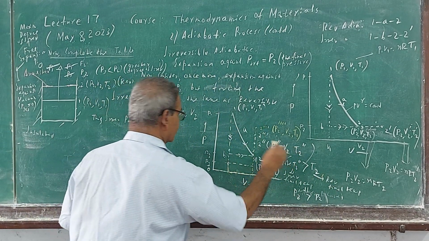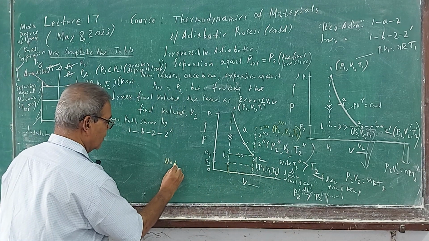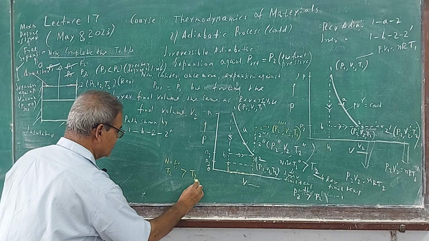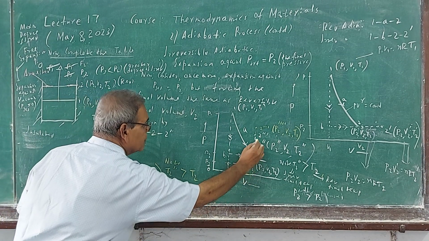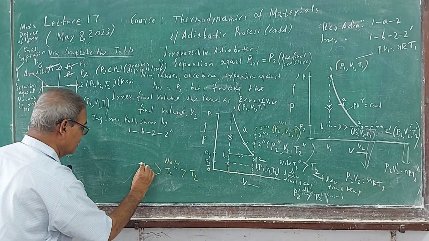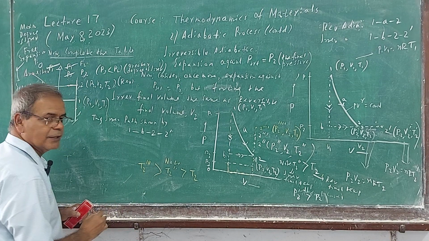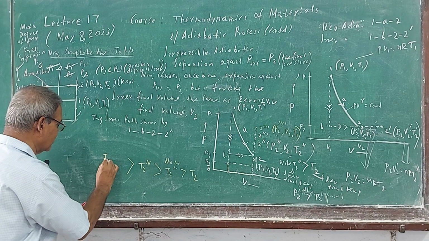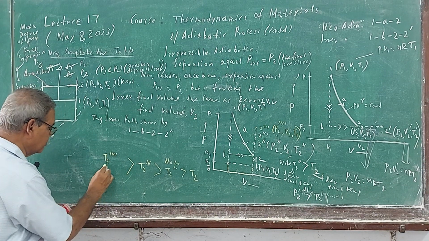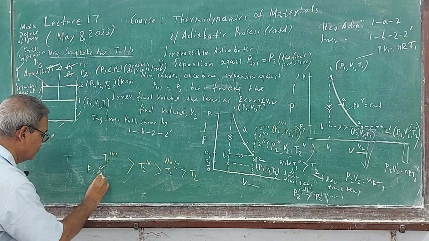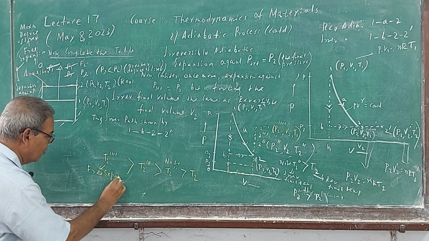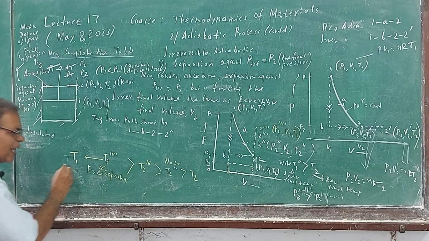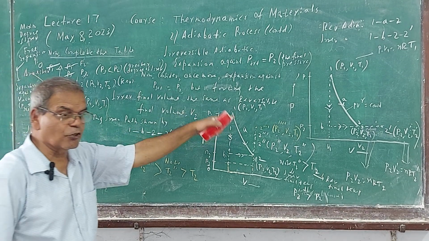Note this. T2 double prime is greater than T2 prime. The second degree of irreversibility is T2 triple prime, still greater than T2 double prime. And what is the last one? This is free expansion, the maximum degree. What is this value? It is T1 itself, the initial temperature, no drop.